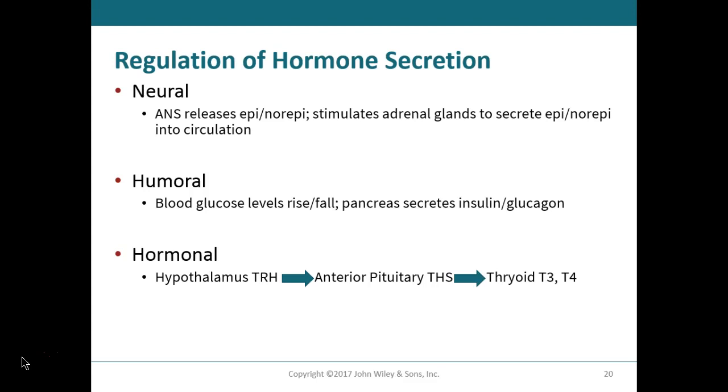The humoral stimulus, again, changing levels of something in the blood. For instance, blood sugar levels rising and falling, and the pancreas secreting insulin or glucagon to restore blood sugar levels back to normal. And then hormonal, you'll learn the hypothalamus releases many different releasing or inhibiting hormones that target other glands, such as thyrotropin releasing hormone from the hypothalamus targets the anterior pituitary, which then releases thyroid stimulating hormone, which targets the thyroid gland, which then releases T3 and T4. T3 and T4 then travel out to body target cells and cause an increase in metabolism.